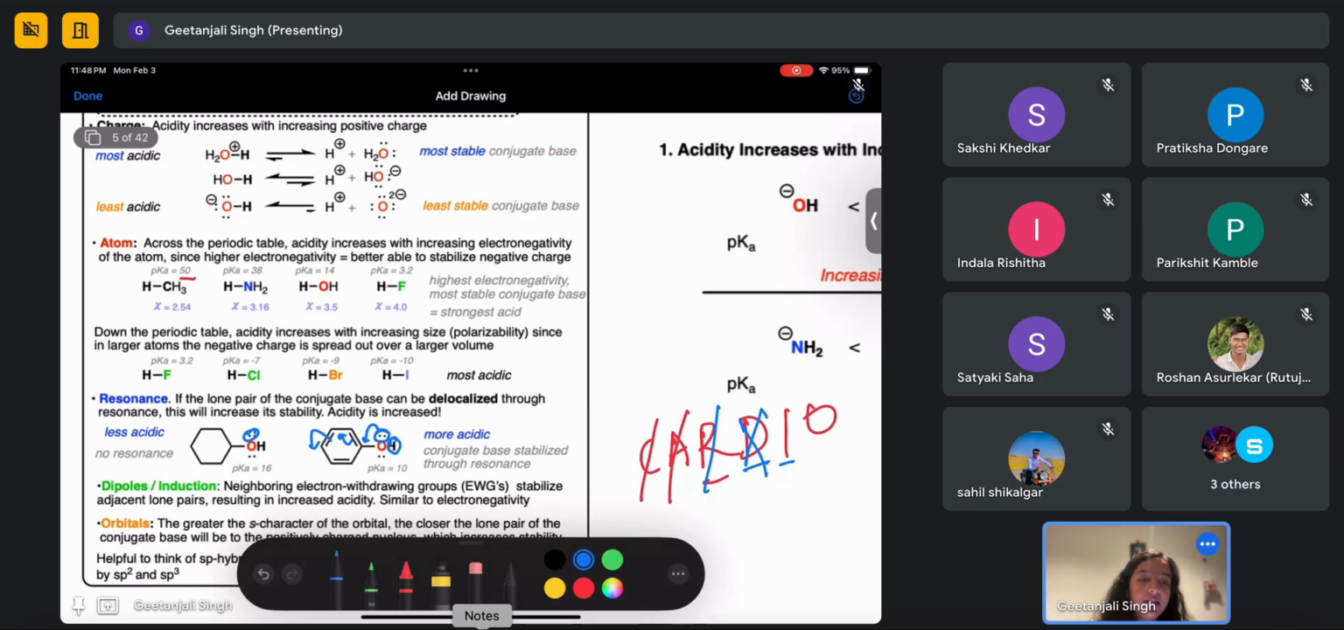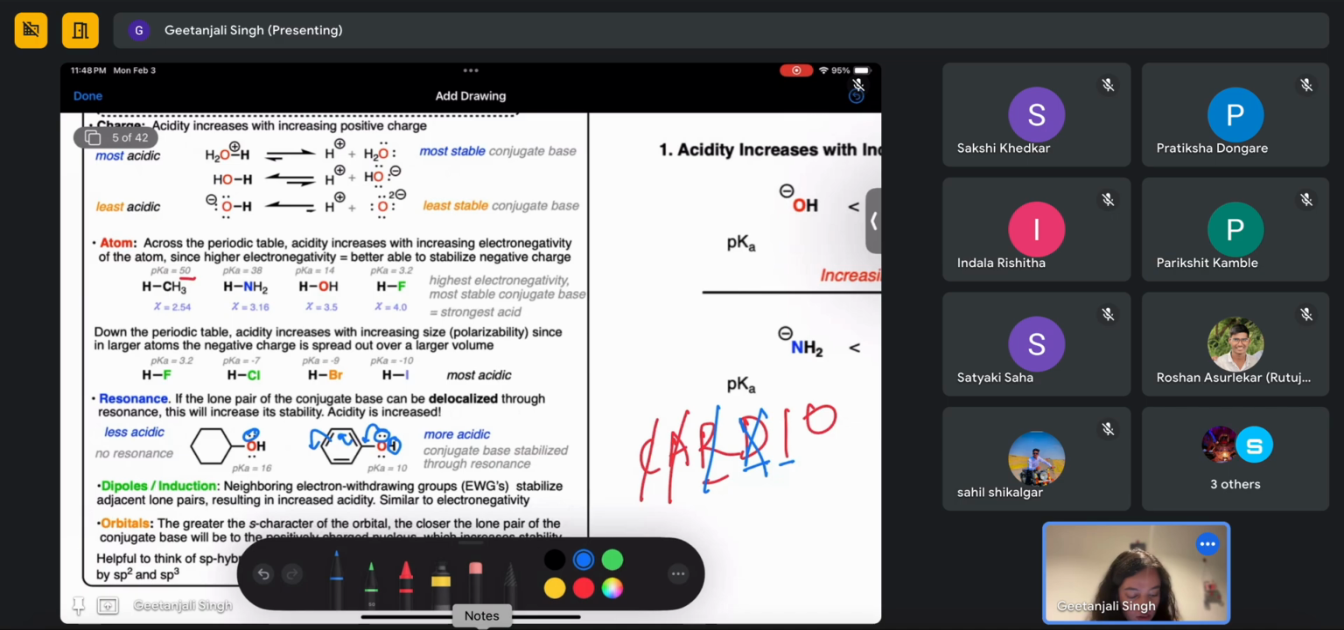The opposite happens with an electron donating group. What an electron donating group does is it increases the density. It starts pushing more electrons towards the H. Once the density of electrons is more towards H, H is reluctant to leave the compound, and this reluctance decreases the acidity of the compound.